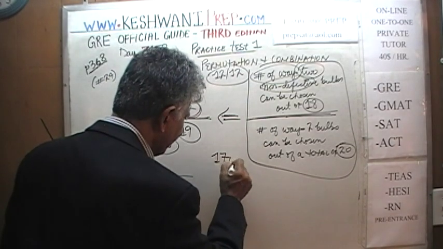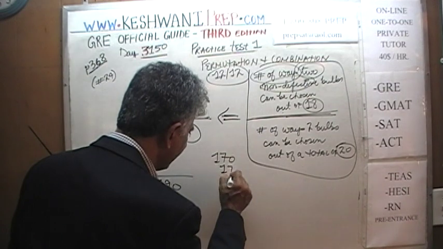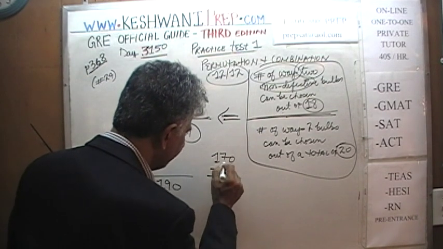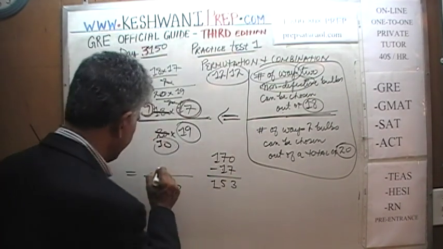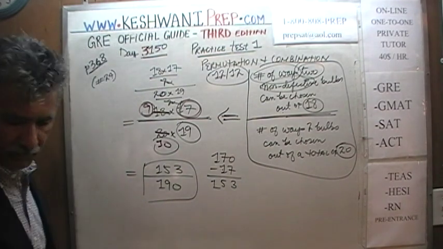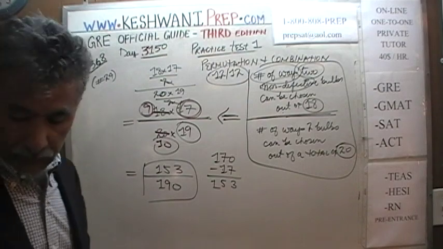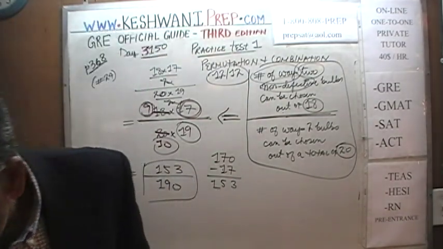17 times 10 is 170. 170 represents 10 17s. Let's take away 17 from it. So that gives you 3. 6 minus 1 is 5. So it looks like 153. So the answer is 153 over 9. The answer is 153 over 9. That was one way of doing this problem.